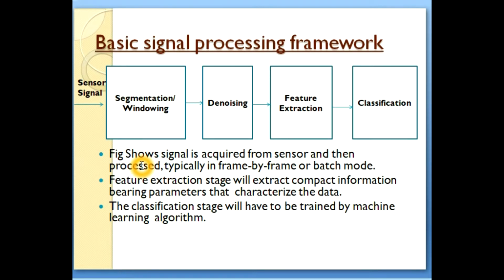Next is the basic signal processing framework. Here we will do sensor signal segmentation, windowing, denoising, feature extraction, and classification. The signal is acquired from the sensor and then processed, typically frame by frame or in batch mode. The feature extraction stage will extract compact information-bearing parameters that characterize the data. The classification stage will have to be trained by machine learning algorithms.